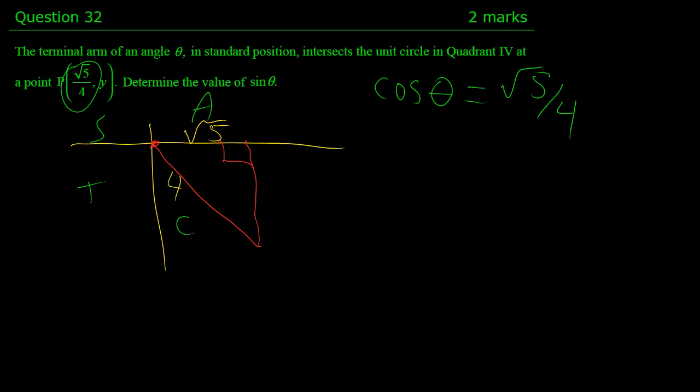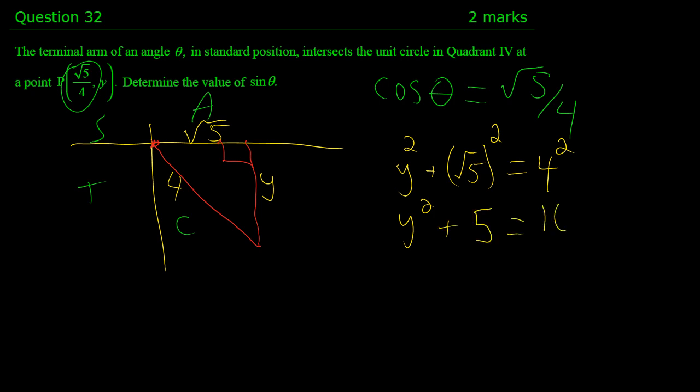Now I want to figure out my opposite, so I will use Pythagoras for that. I'll let that be represented by y. y squared plus root 5 all squared equals your hypotenuse squared, which is 4 squared. So y squared plus root 5 times root 5 is 5, and this is 16. So y squared equals, we're going to subtract 5 from both sides, minus 5, minus 5. So y squared equals 11.